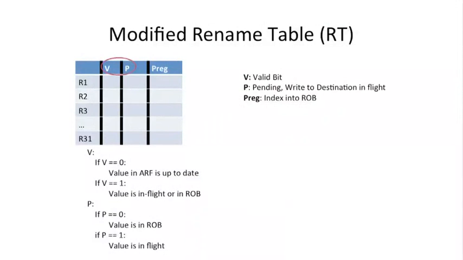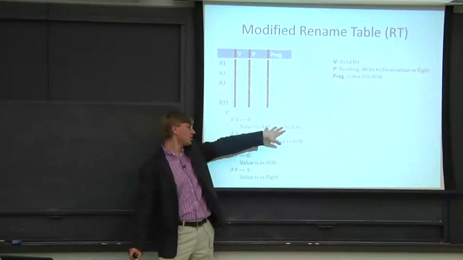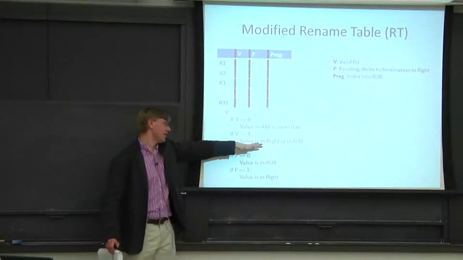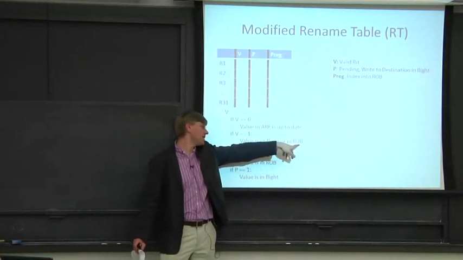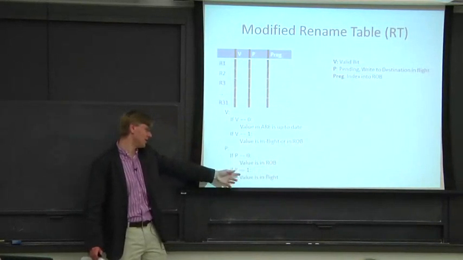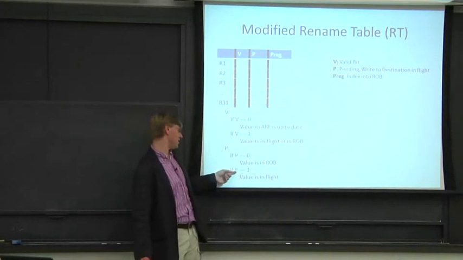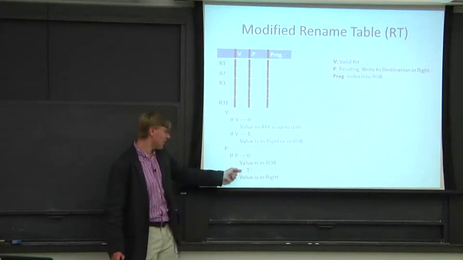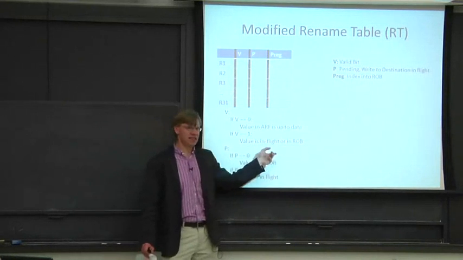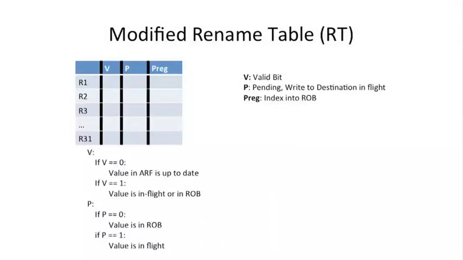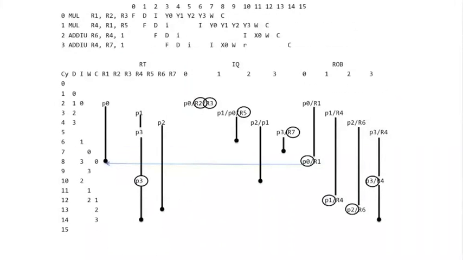So we have 2 bits here that just say where to go look for it. Either it's in the architectural register file, or it's in flight. And then if it's in flight, we have to go look down here. If p is, let's say, 1, it's actually in flight. And if it's 0, well, it's sitting in the reorder buffer waiting to retire. This is just going to tell us where to go find the actual value for subsequent instructions that want to go read the rename table to go find the value. OK, well, we'll move on.